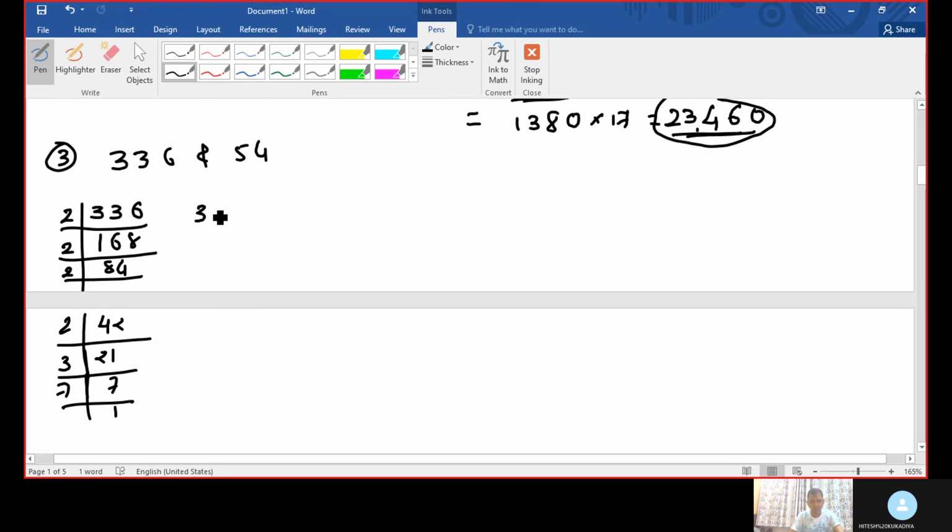So the factors of 336 are 2, how many times 2? 1, 2, 3, 4. 2 raised to 4, multiplied by 3, multiplied by 7. This is the factorization of 336. Now factorize 54. So 54 is 27 twos are. Okay, so 2 raised to 1, 3 raised to 3. Here 3 raised to 1, right?